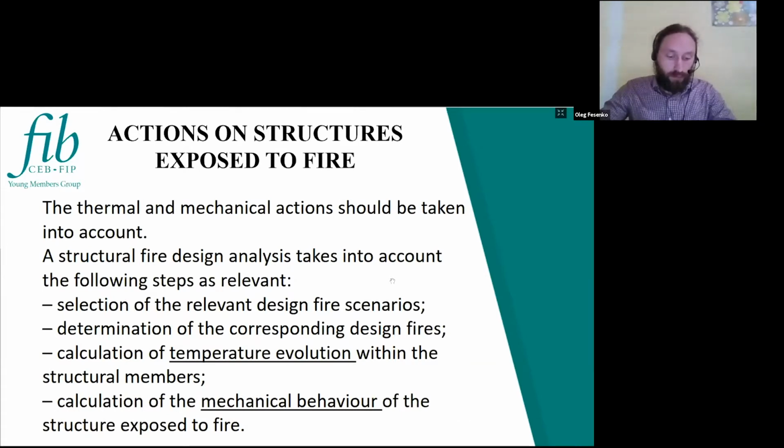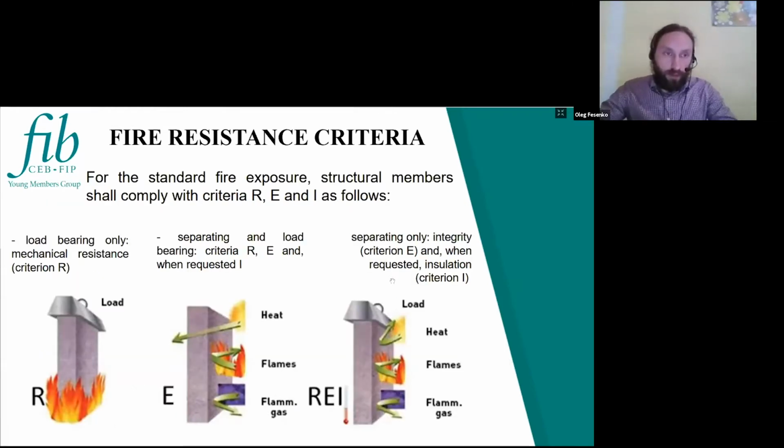I need to tell about these criteria in more detail. Criterion R is assumed to be satisfied when load bearing function is maintained during the time of fire exposure. Criterion I may be assumed to be satisfied when the average temperature rise over the whole of the non-exposed surface is limited to 140 Kelvin and the maximum temperature rise at any point of that surface does not exceed 180 Kelvin.